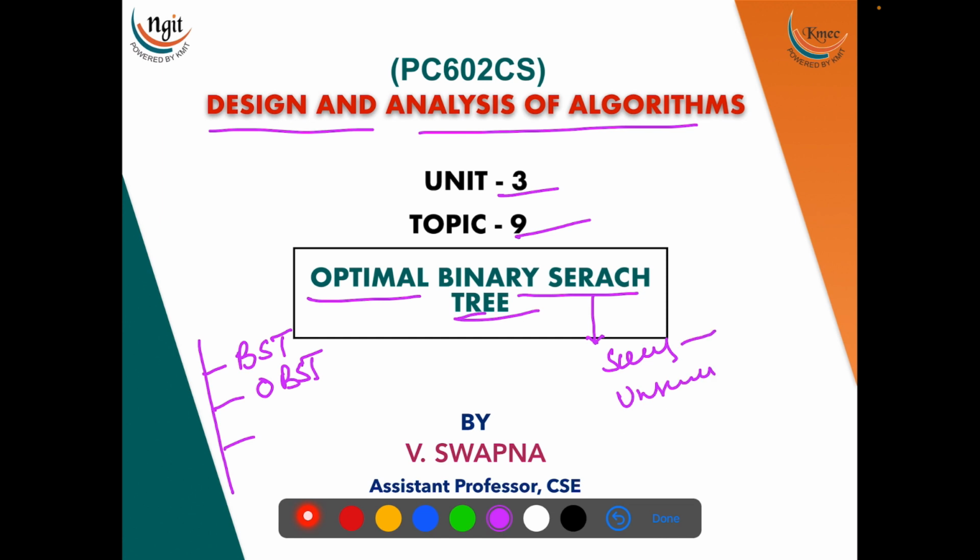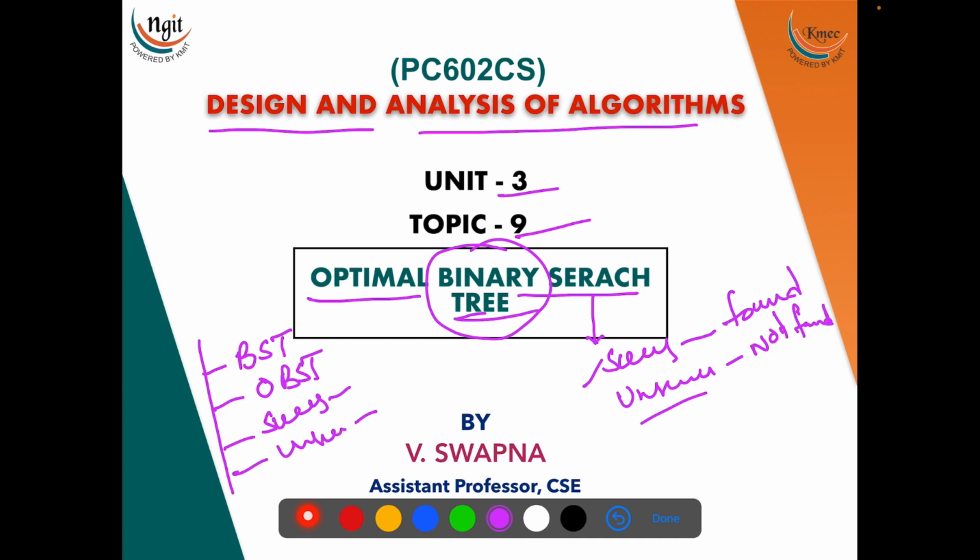What do you mean by successful case? The element what I would like to search in the tree is found. So when the element is found, then it is successful. If you did not find any element what you are looking for, then it is an unsuccessful search. So we'll get to know successful search comparisons, unsuccessful search comparisons, and we'll take an example. Then we will calculate the cost of the binary search tree.